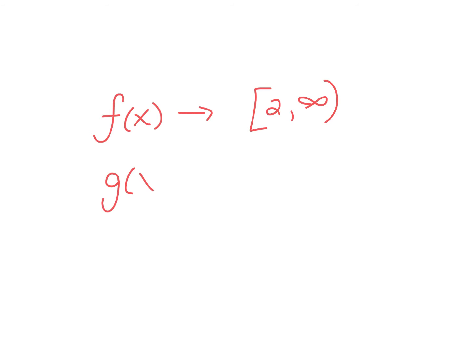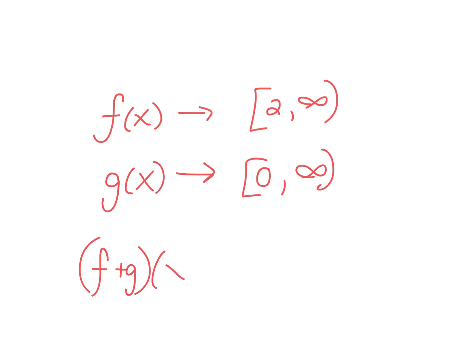To make sure you understand what I mean, if one function had a domain of, let's say, 2 to infinity, and the other function, g of x, had the domain from 0 to infinity, you're thinking in your head, where do they overlap, like on a number line? Well, they would both include from 2 to infinity. So if I wanted the domain for f plus g of x, it would be the intersection of the two, so 2 to infinity.